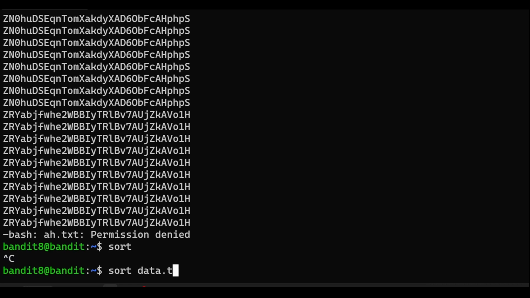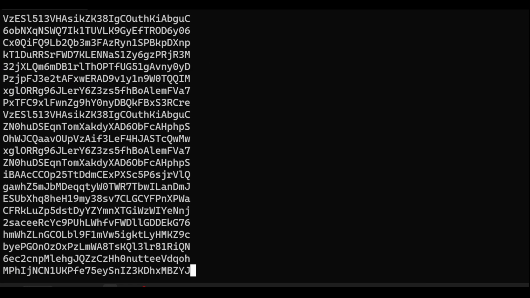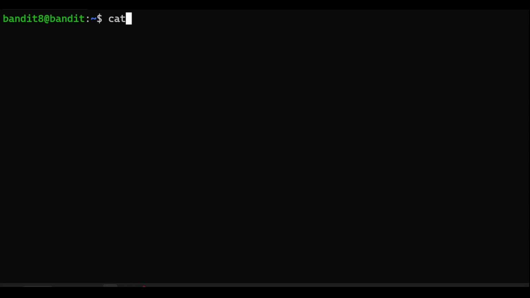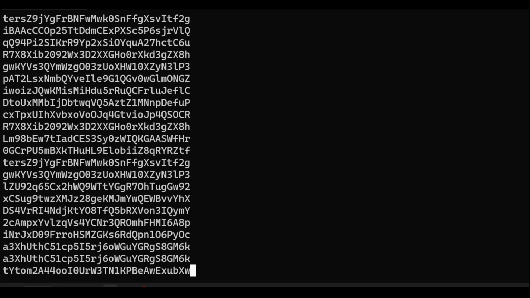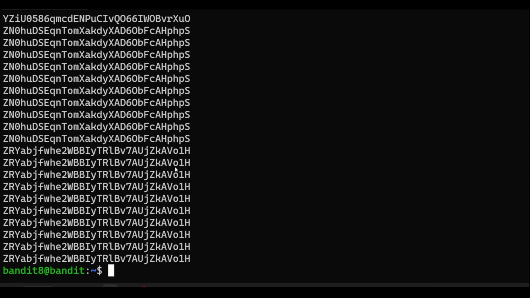Sort data.txt. Okay, it sorted. Now cat data.txt unique. No, that did not work. Okay, is it sorted though? I think it is not. Cat data.txt sort. Okay, now it is sorted.